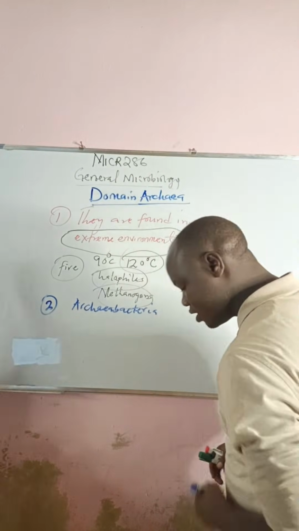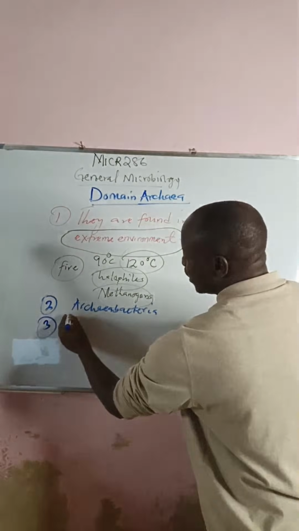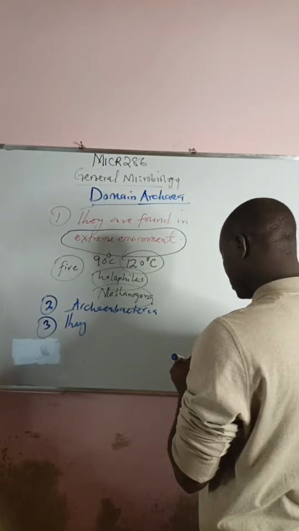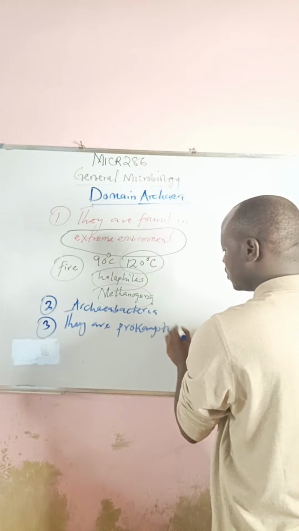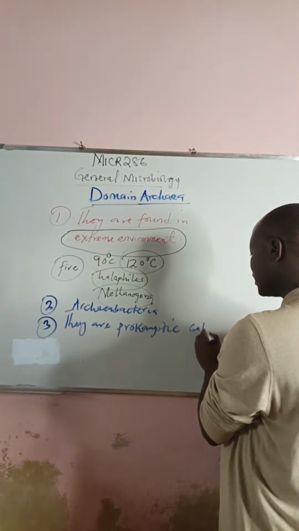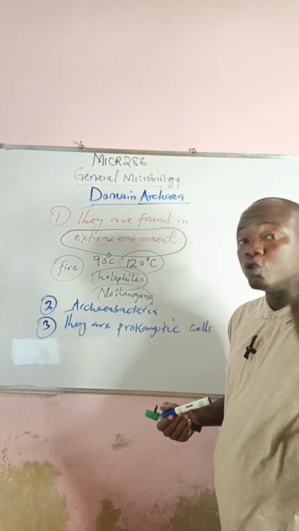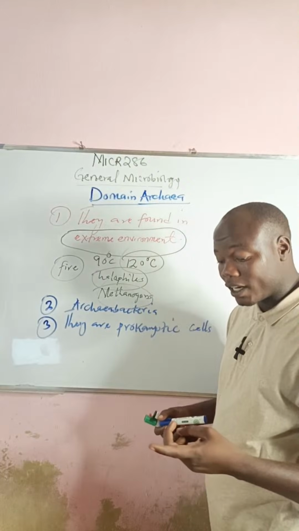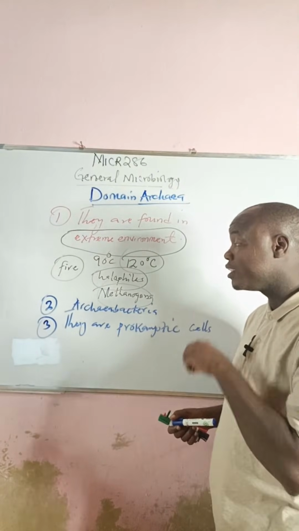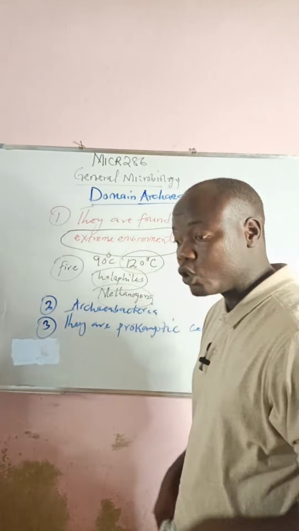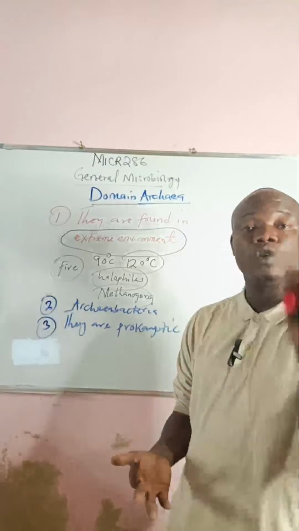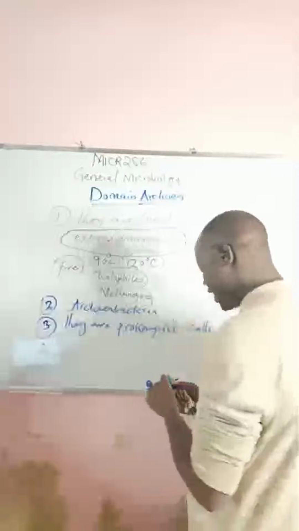And then number three, if you remember, I told you they are prokaryotic. Since they are prokaryotic cells, it means that they don't have a nucleus. They don't have membrane-bound organelles. They have a single chromosome. They don't have a nuclear membrane. All this you need to take into consideration since they are prokaryotic cells. And then they are single cell organisms.